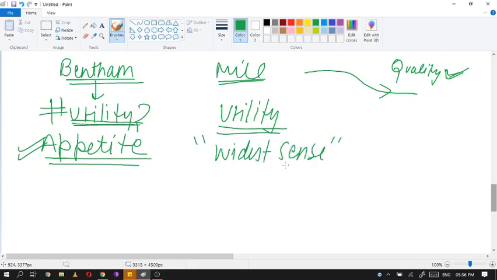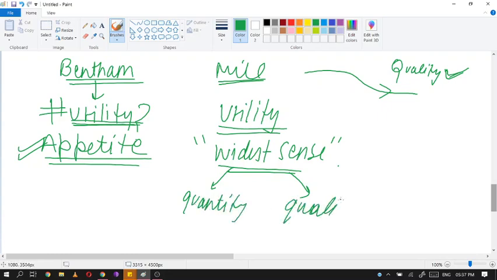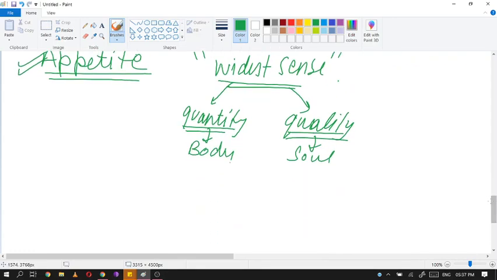Now what does this mean? Widest sense. So understand, his widest sense means that quantity is there, quality also. Quality means satisfying your soul. Quantity means satisfying your body. As simple as that. Some person goes to the gym, does let's say 10 push-ups, 100 sit-ups, etc. His body is tired, he is satisfied, but his soul is not satisfied. He's like, no, I want to do it more.